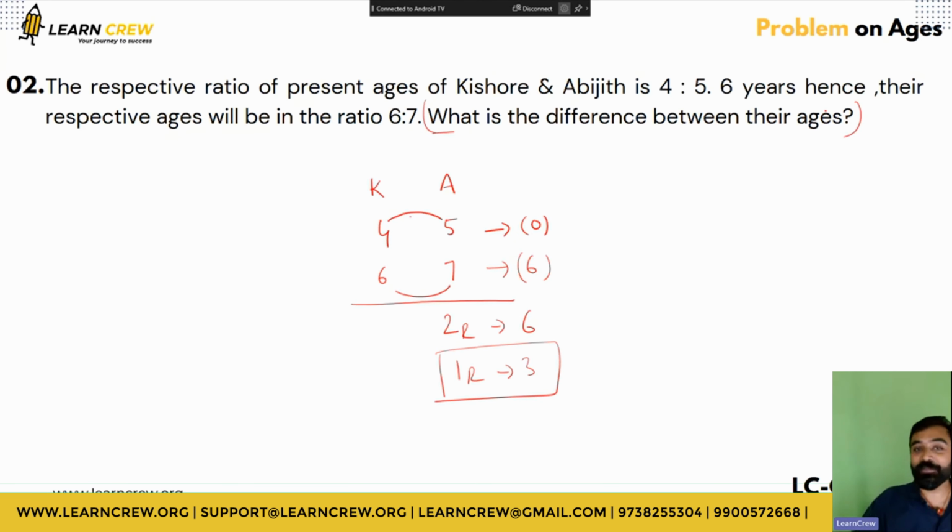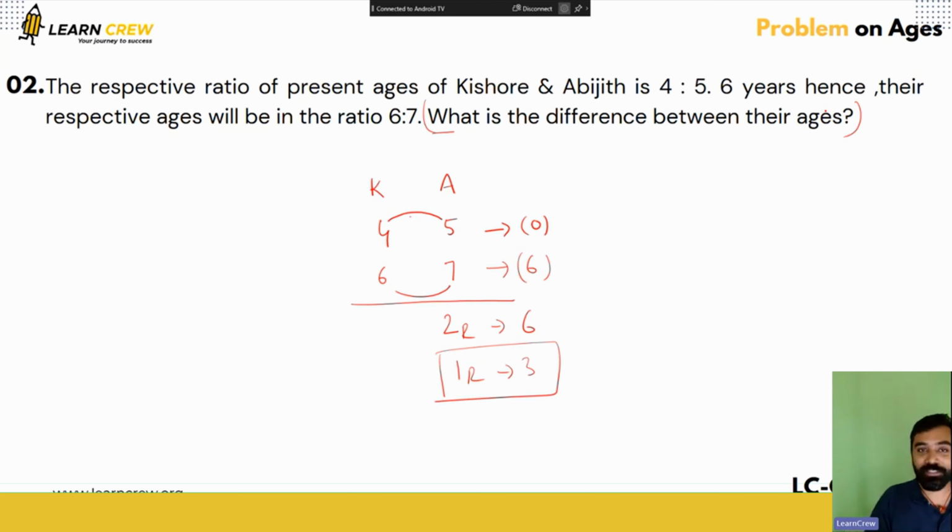There are multiple methods to do it. The first method, which is the easiest one: the difference between the ages is nothing but the difference between the ratios.